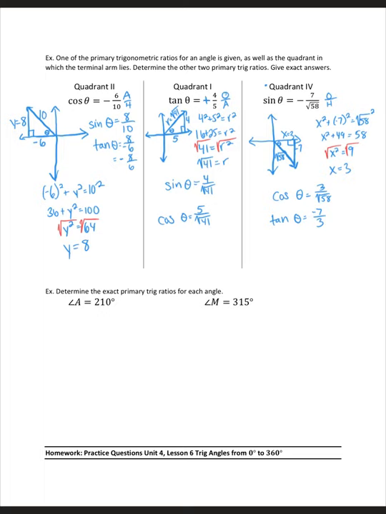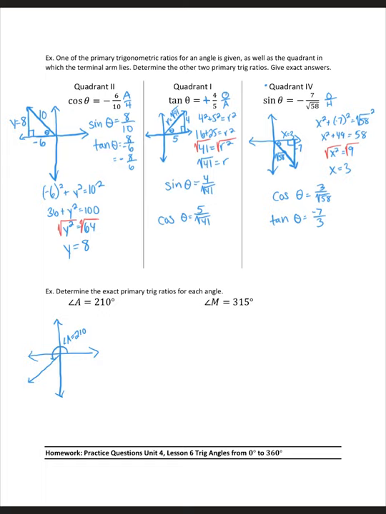So if we're given angle A is equal to 210 degrees, if we draw that on our Cartesian plane, we should be able to see which quadrant we end up falling in and then go from there. So if we draw 210 degrees, remember it's a positive, so we're gonna go in a counterclockwise direction, 90, 180, 210 is gonna be somewhere in quadrant 3. So this is angle A, and it's 210 degrees.